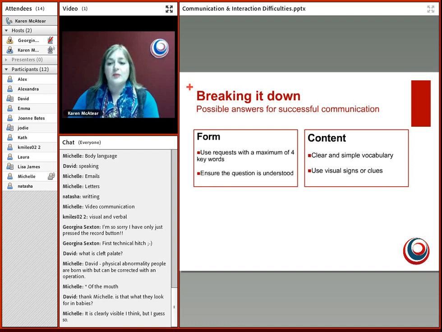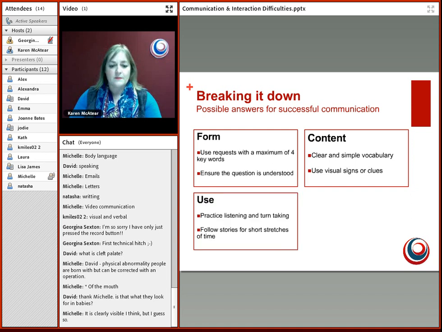Your vocabulary should be simple and clear and use a mixture of visual clues. So you could have a picture of the library, you could have some visual symbols. So in your schools you'll have lots of visual and you'll have ideas of how you would do that. You might have a mixture of signs that you and the child have developed together or visual pictures. So that's the content. And then the use. So using it in the correct way.